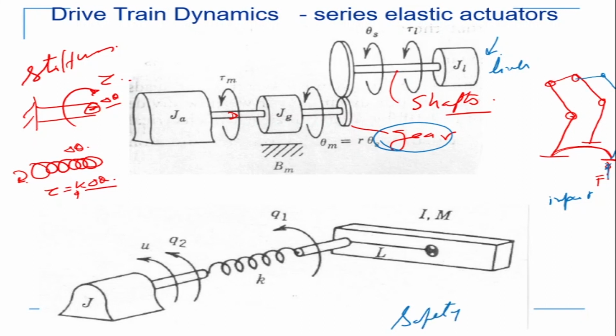Say for example I have a link like this and it's moving and there is a wall. This goes and hits that. That means there is a force which is coming onto the end effector now. Again the same thing, there's an impact, there's a force which is coming, it will get transmitted onto the joint, and can damage the joint.